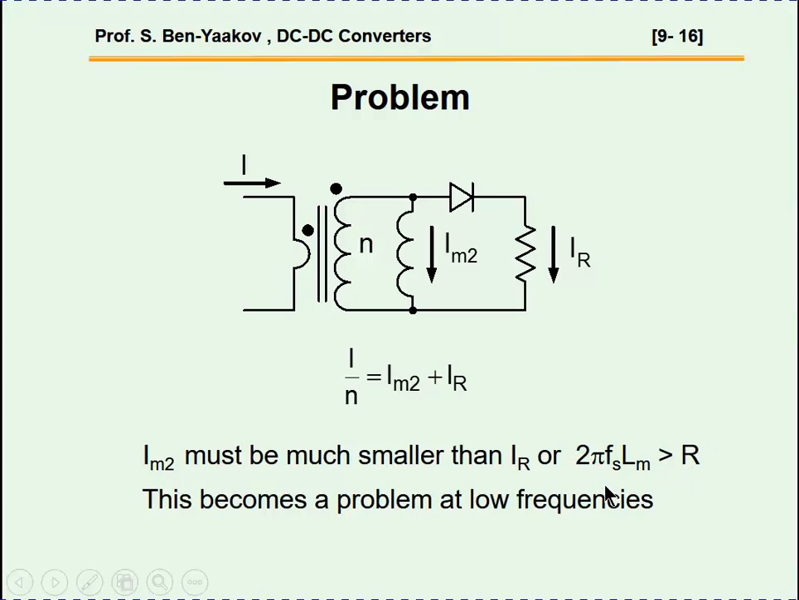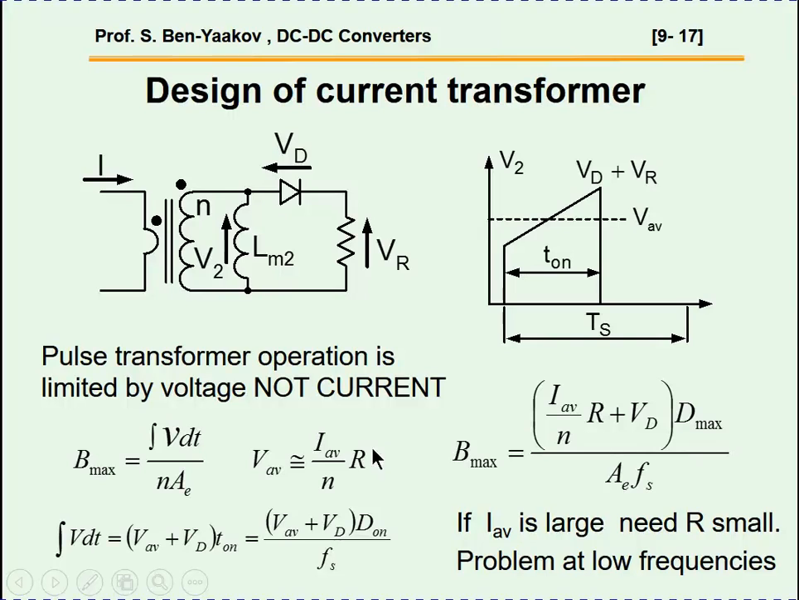Now, at low frequency, when fs is low, this might cause a problem. So therefore, in the case of low frequency, you will always have a larger transformer because you need a large Lm. Now the question is, how do you really select the core? How do you select the core?